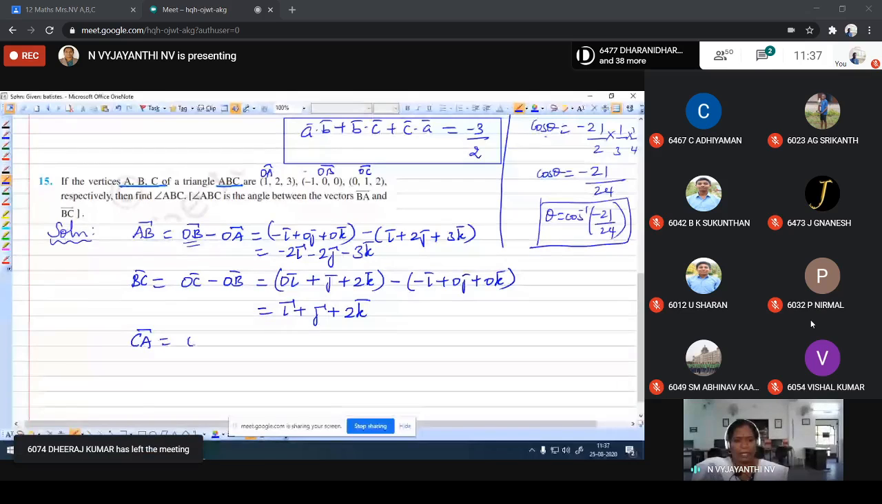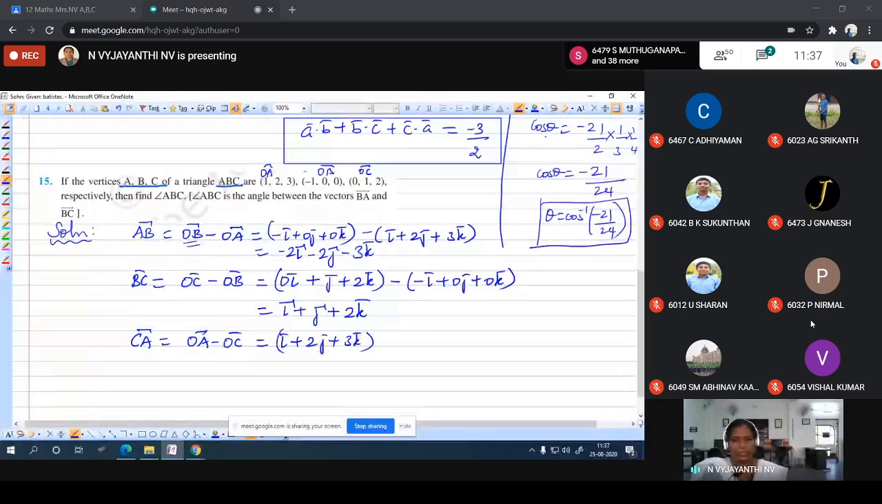BA by triangle law is equal to OA vector minus OC vector. OA vector is i plus 2j plus 3k, minus OC vector, which is 0i plus j plus 2k. If you subtract, we will have i minus 0, that is i, 2j minus j, that is j, 3k minus 2k, that is k vector.